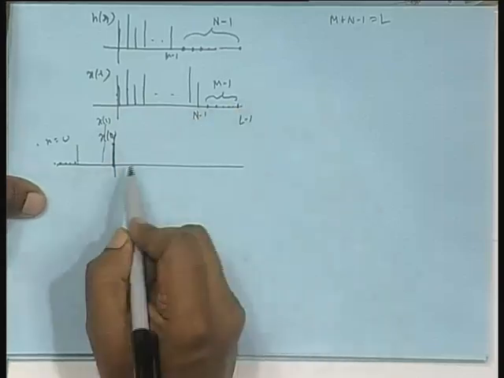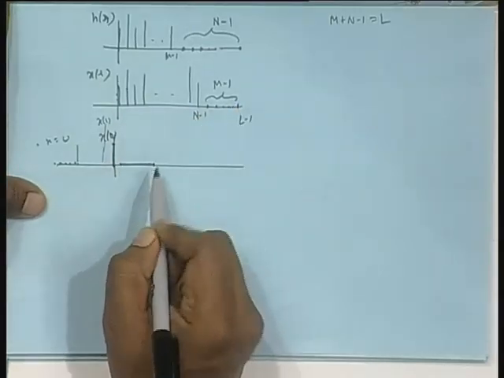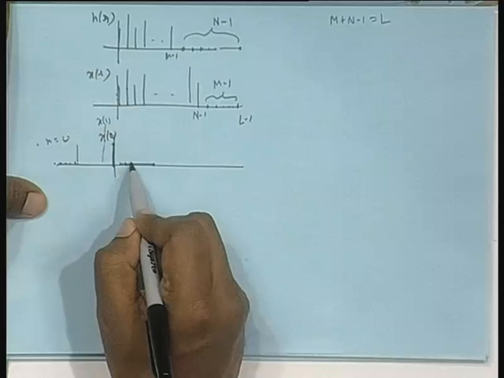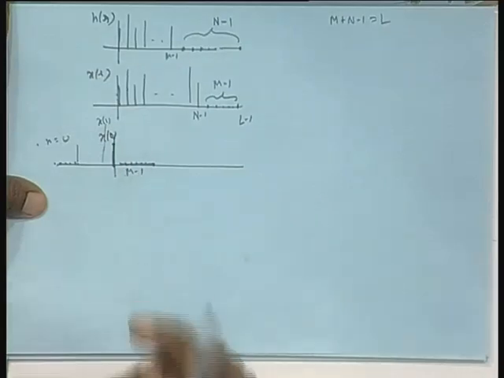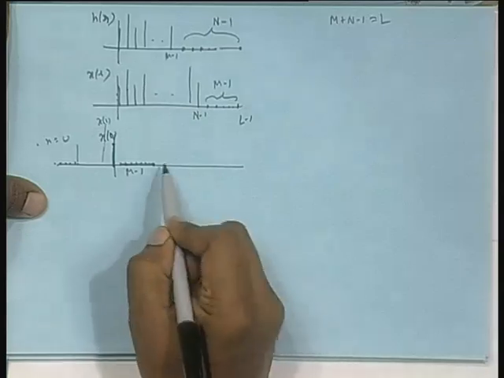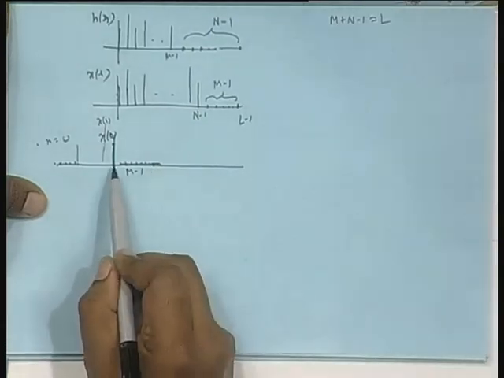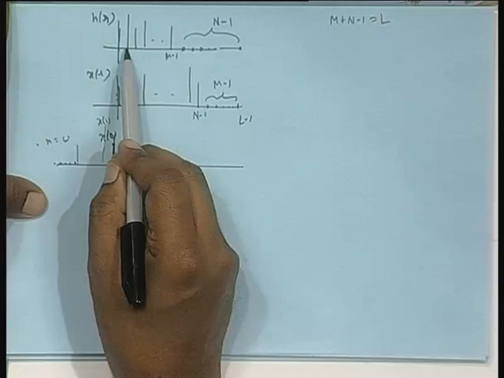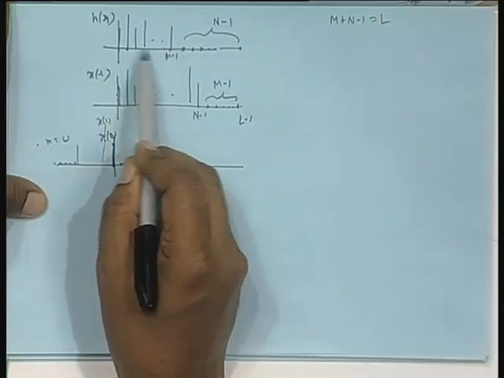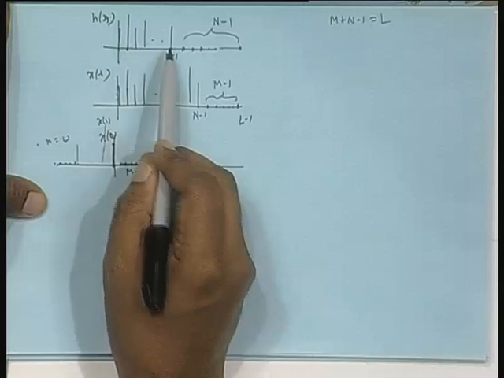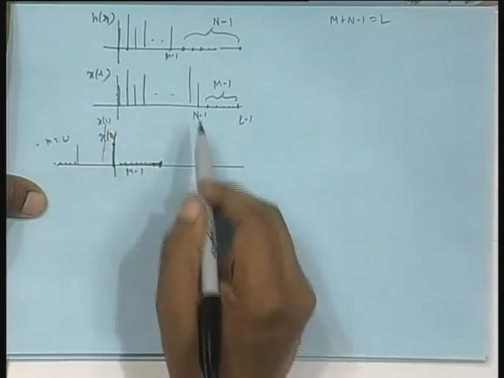So, this zero pad of M minus 1 will be here. M minus 1 means the zero pad will coincide with this point. Length is M, so it will coincide with that point, and then there will be some data.